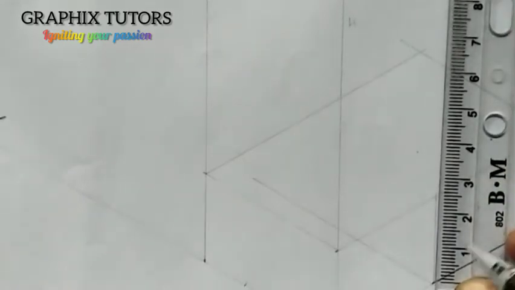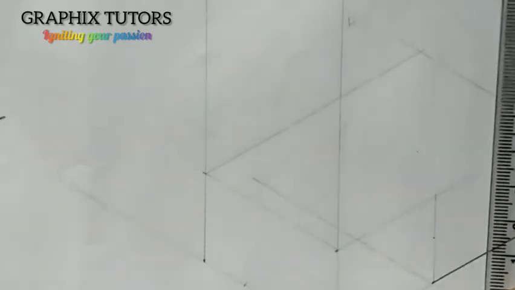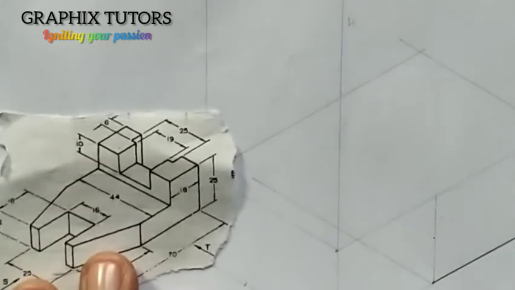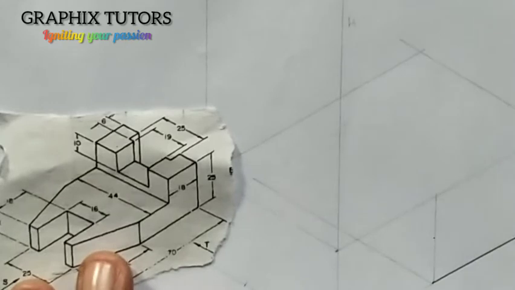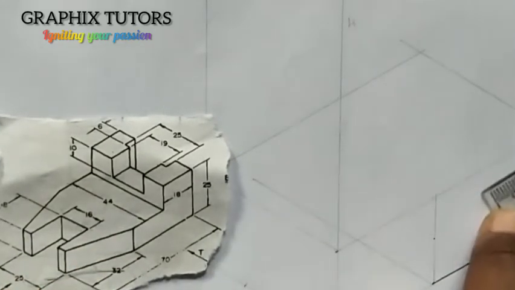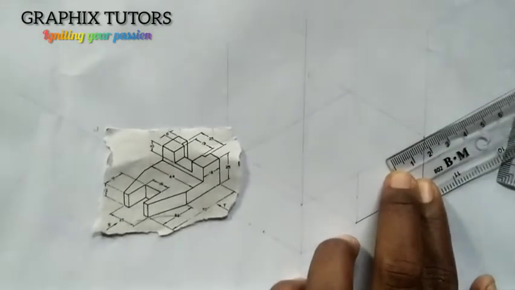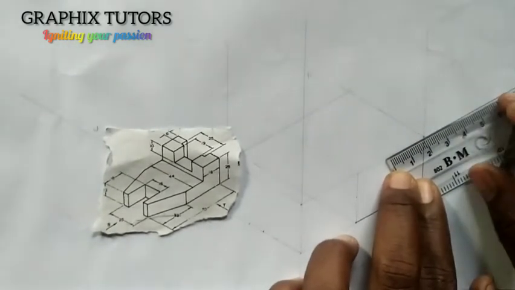So from here to here we have 12. 10, 11, 12 is there. Right? Then this point here, if you look at here very well, this is 18. The thickness is 18. So I'm going to still measure 18 from here. Let's take it down. 18. So this is 18 here.